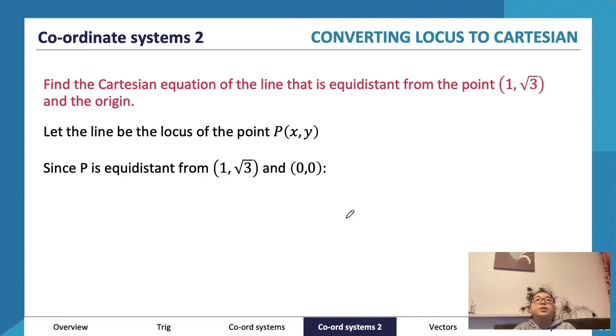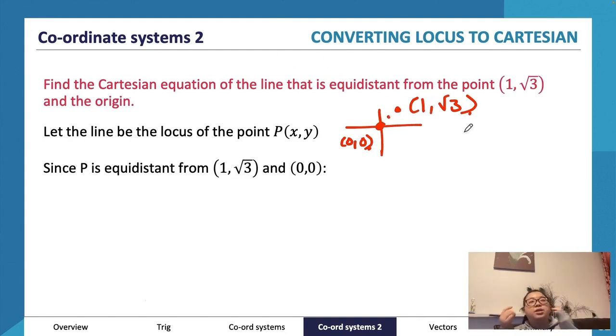If you can imagine a line like this, we're going to have (0, 0) and the point (1, root 3). Let's say it's here. Those are the 2 points we want to be equidistant from. Something equidistant between those 2 points would be the midpoint of those 2 points, right? So the midpoint would be equidistant.